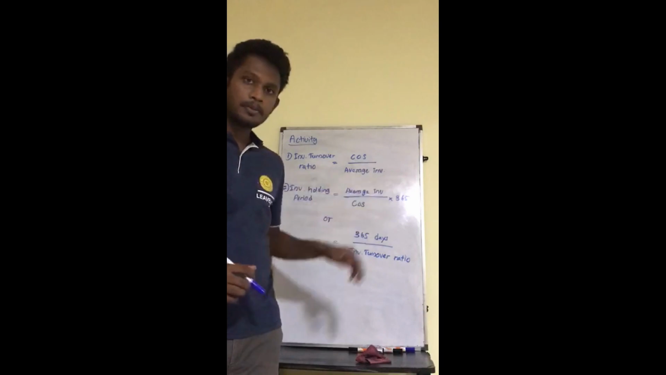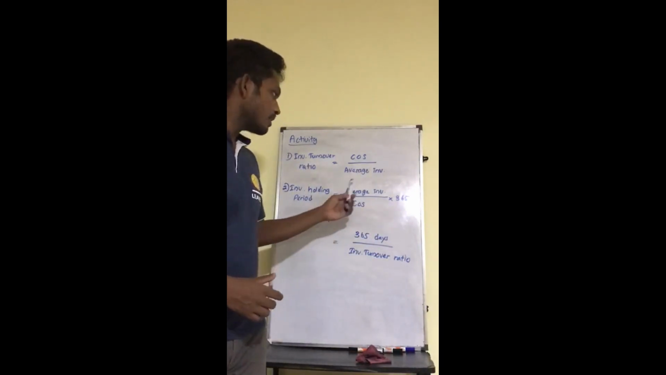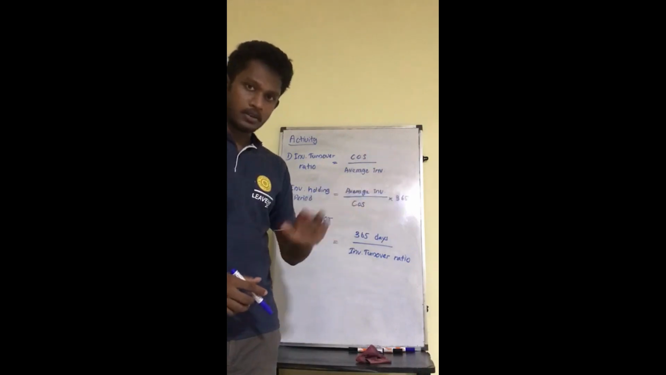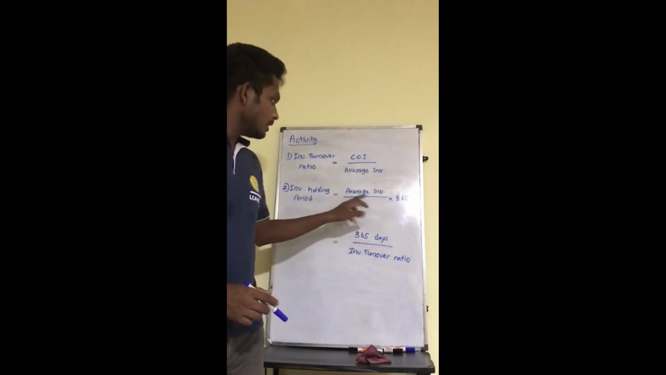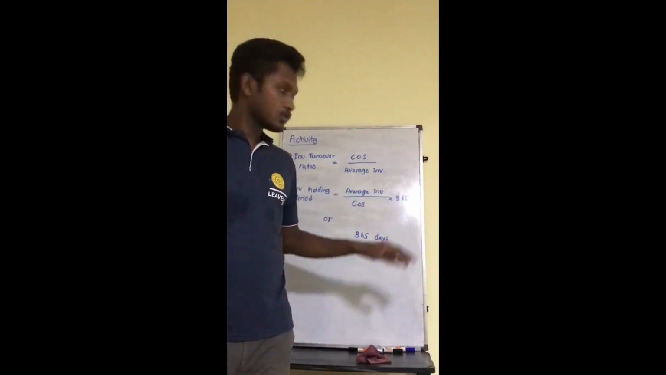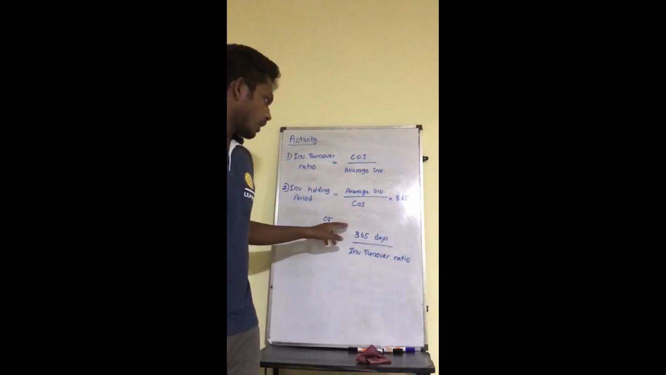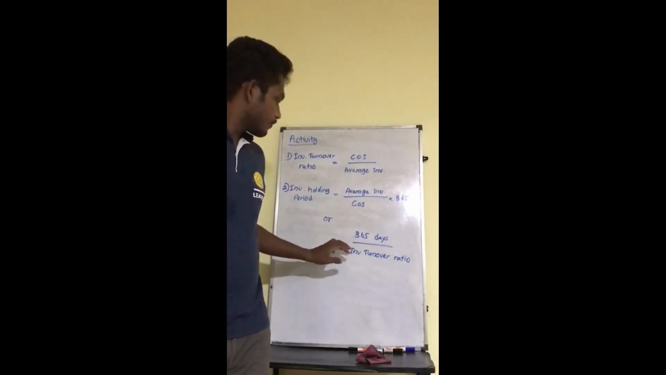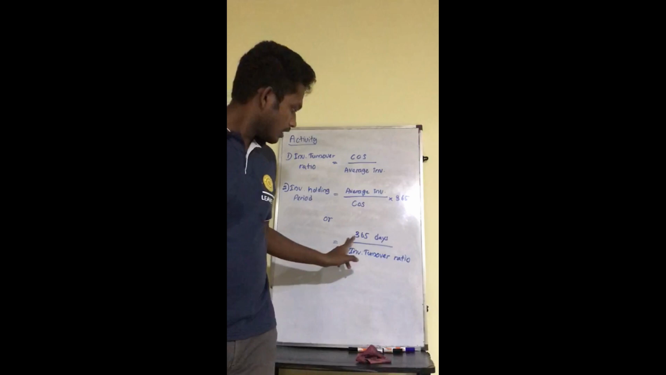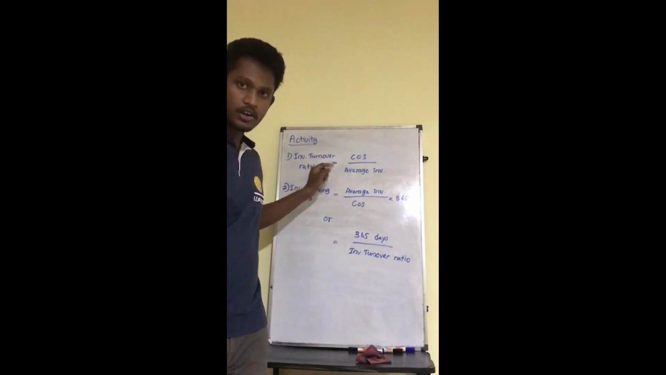So the previous one will be presented as a term and this will be presented as a day. So average inventory, that's the opening inventory plus closing inventory divided by 2, should be divided by cost of sales into 365 days. So the answer will be presented as a day. There will be another alternative formula, 365 days divided by inventory turnover ratio. So that's the answer for the previous ratio.